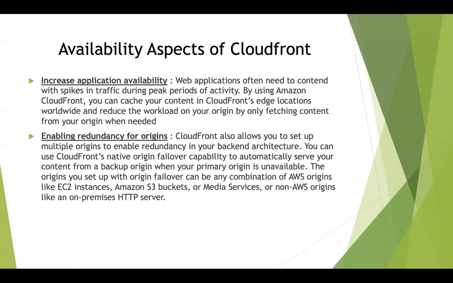So using CloudFront, you can cache your content in all the 200 points of presence worldwide in order to reduce your workload on your origin by only fetching content when needed, right? So if your content is being cached across all the edge locations, your edge locations are only going to respond to your end user's request. Your origin is still going to be silent until and unless your web application's content is not available in one of the edge locations. Then only CloudFront is going to talk to your origin and retrieve that content. Okay, so in using all the edge locations or all the 200 points of presence, you can increase your application's availability. And the second one is enabling redundancy for your origins.